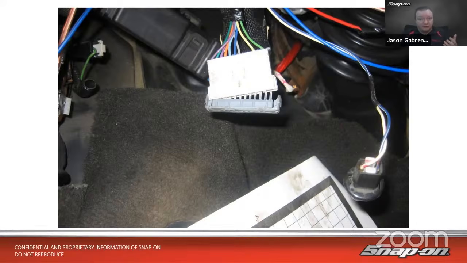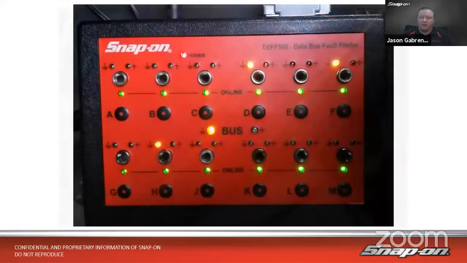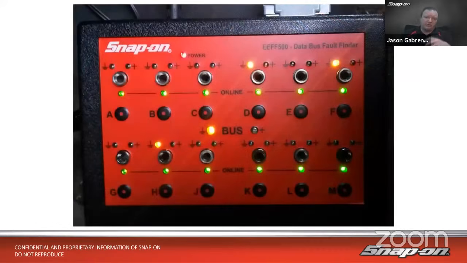We also have an automated tool that can do that for us as well. Now, it's designed to work with GMs. It has the two main GM connectors that come with it, but it also has a universal connector with 12 pins that can connect to many other manufacturer vehicles. Many vehicles have this style. It's called the data bus fault finder. Now, I also hear these might be getting a little hard to find out there, but if you do have one, it plugs in to that same cable there.